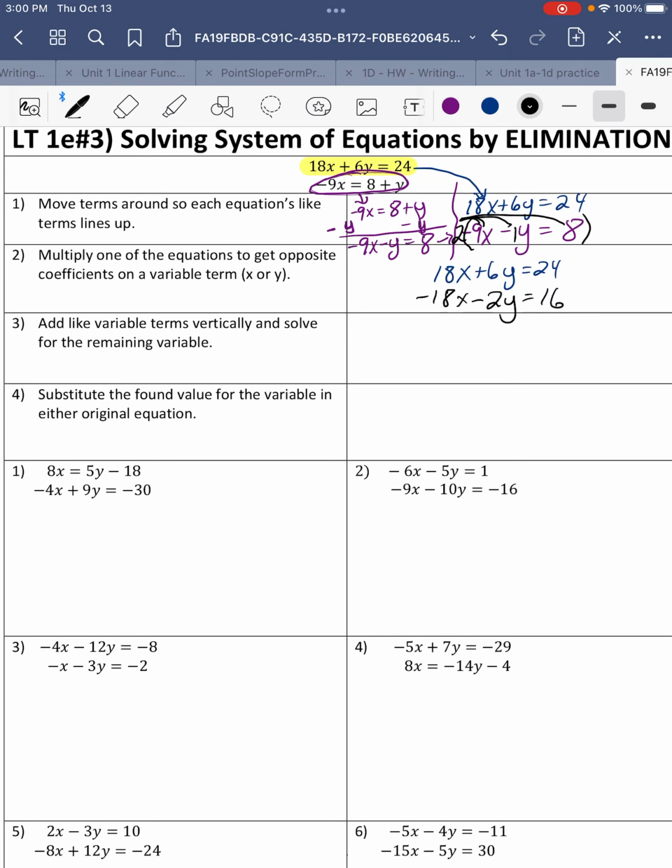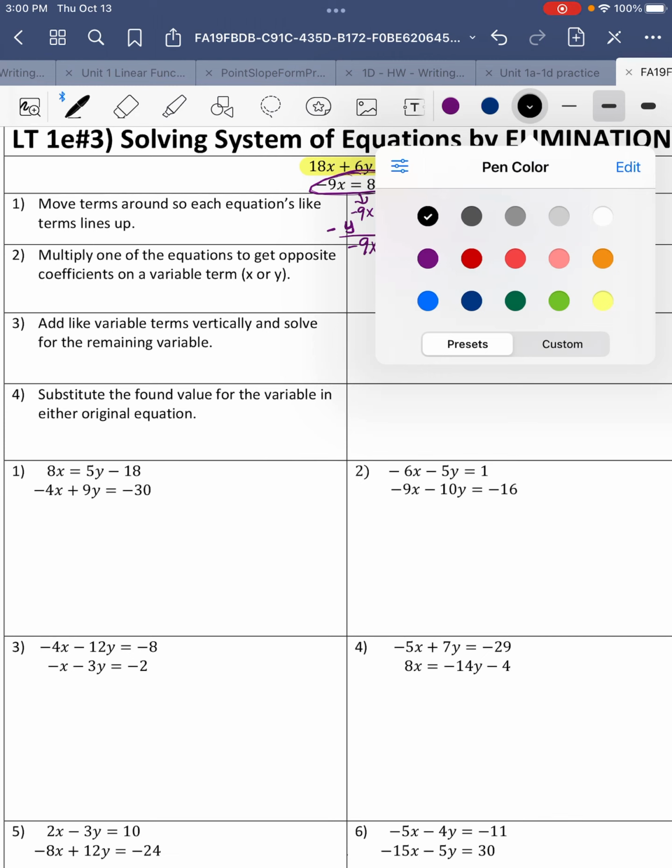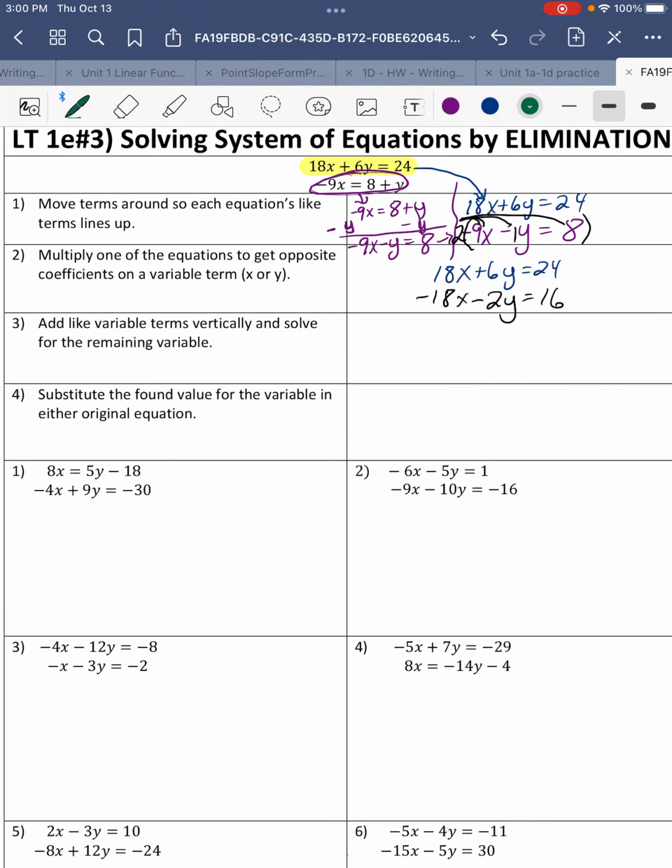And you're like, well, what did you just do there? Well, I multiplied that bottom equation by 2, and what that's going to do is, now we are going to add vertically. And you're like, huh, what's that? So this is like back in the day of adding just up and down. 18x plus a negative 18x, those get eliminated, hence the name elimination.